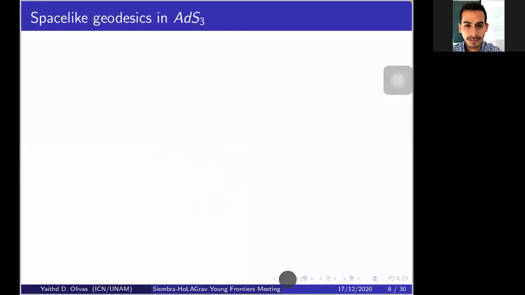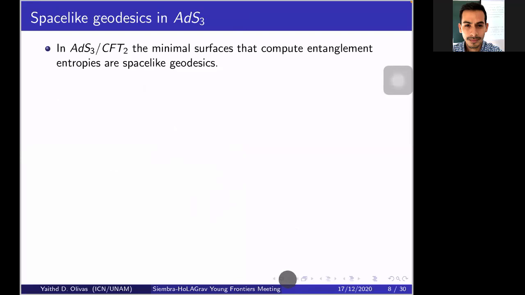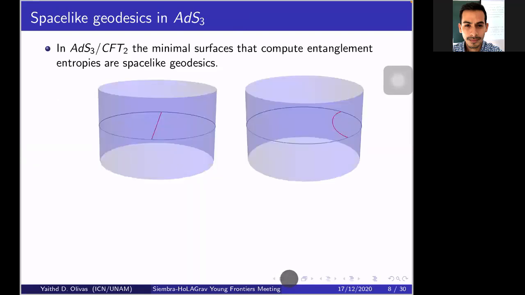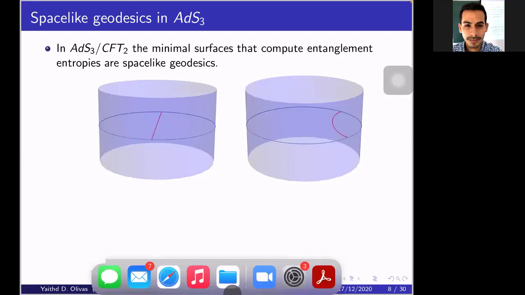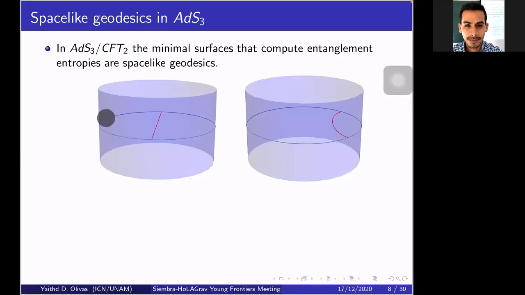So as I said, the minimal surfaces that compute entanglement entropies are space-like geodesics. So it would be useful to see some of its properties, or at least to present some of them. Here we have two types of geodesics. Both types of geodesics stay in the same constant time slice. The first one, on the left-hand side, is the simplest that you can find. It is just a diameter. And the second one is another type of geodesic that you can find in this case.